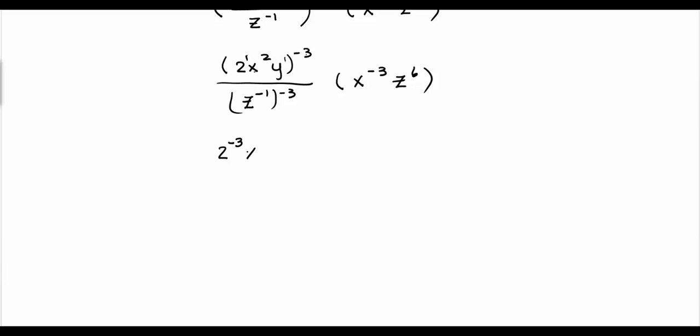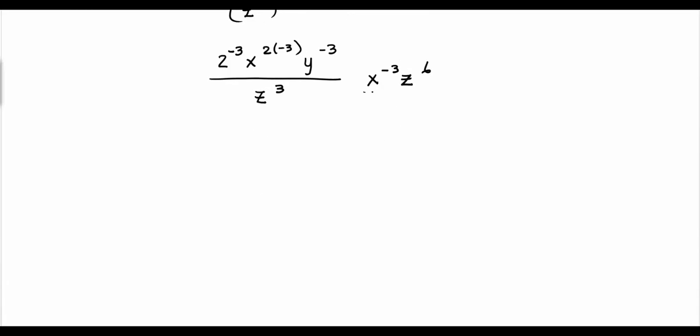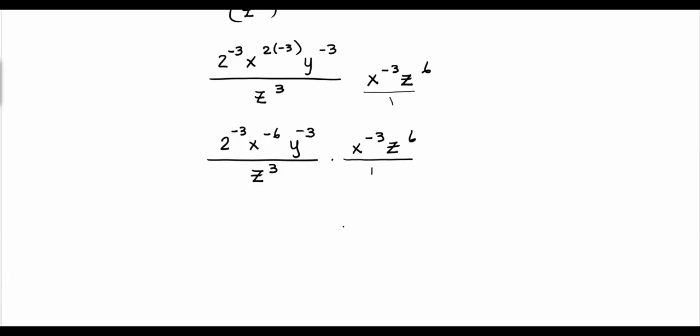X times 2 to the negative 3, right? Y times 1 to the negative 3 again. And then down here I have z to the negative 3. 1 times negative 3 gives me a positive 3. And I have x to the negative 3, z to the positive 6. Okay, let's keep going. Now remember, this is like over 1, right? So I have 2 to the negative 3, x to the negative 6, y to the negative 3, all over z cubed, times x to the negative 3, z to the positive 6, all over 1, right?